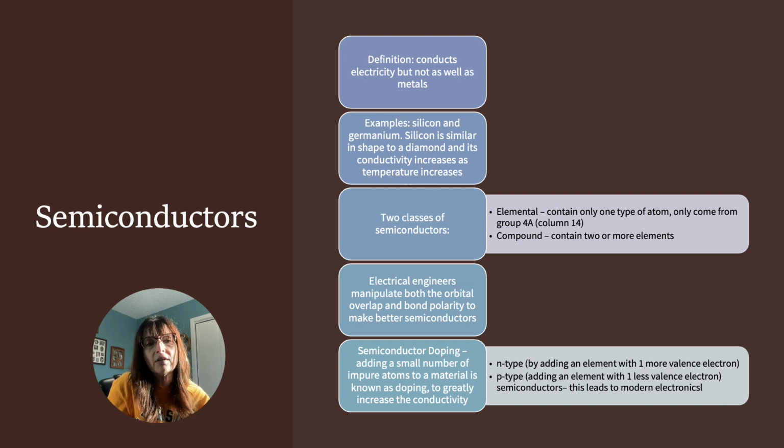There's two kinds. One is called n-type, and this is by adding an element with one more valence electron than the element you currently have. So let's say you've got something in column 14, you would pick an atom from column 15 because it has an extra valence electron. The p-type semiconductor doping is where you add an element with one less valence electron. So if your original atom is from column 14, you would choose something from column 13.